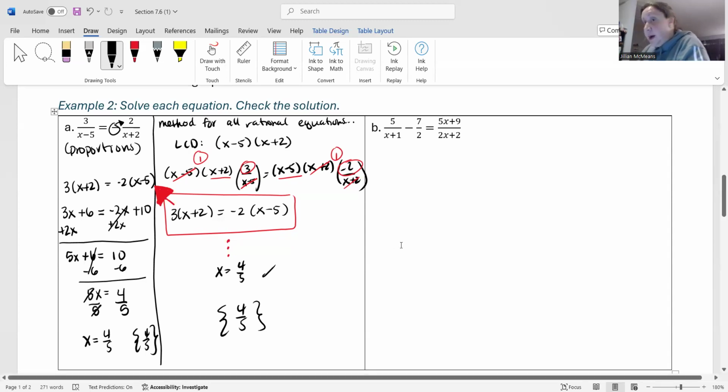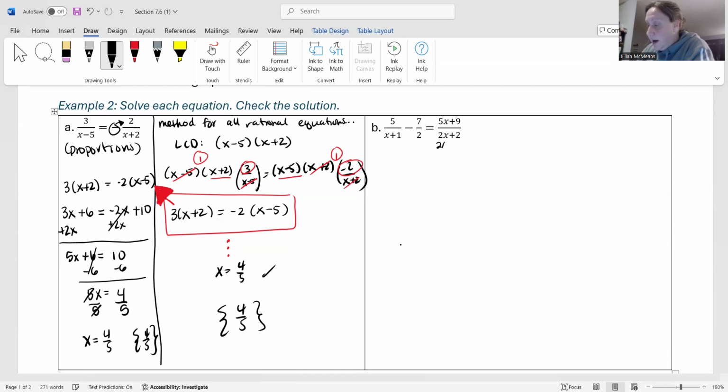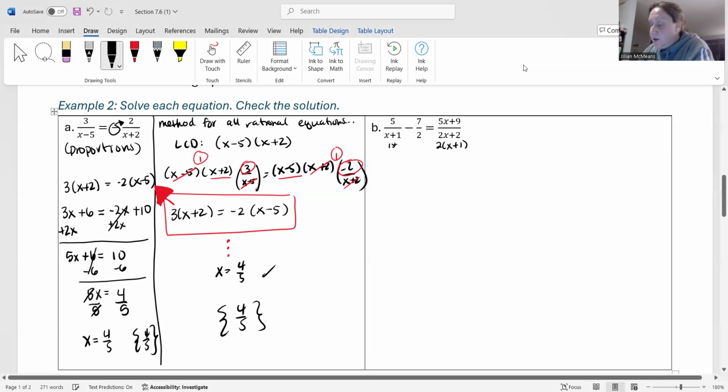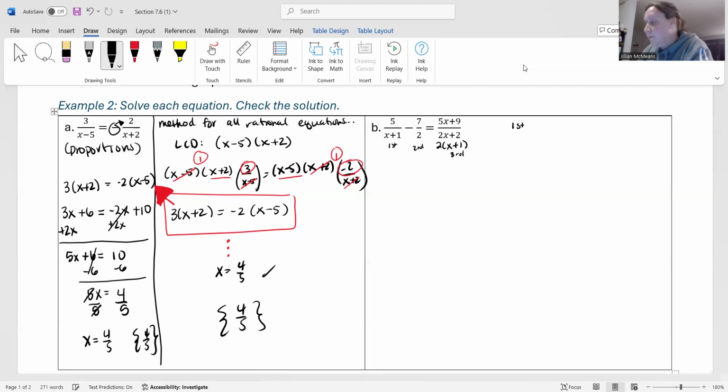Now, I do notice that my third denominator needs to be factored. My third denominator has a GCF of 2, so I want to go ahead and factor out a 2, and I'm left with x plus 1, okay? So again, I hope you're getting a little bit better at finding your LCD, but if not, let's go ahead and do the table to remind you how that works. We're going to say that this is our first denominator, our second denominator, our third denominator, and we'll have a row for each of those.